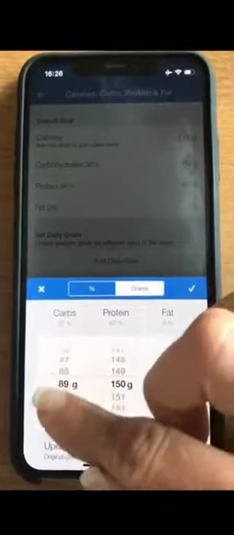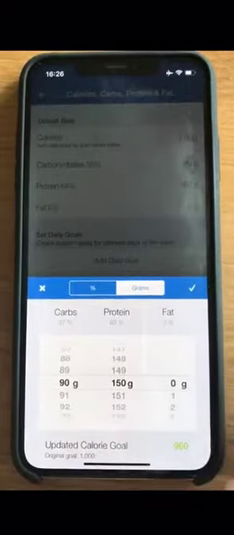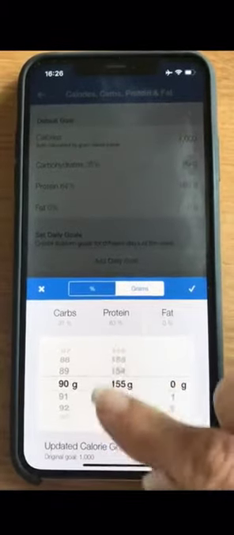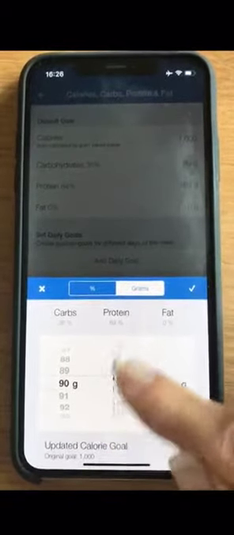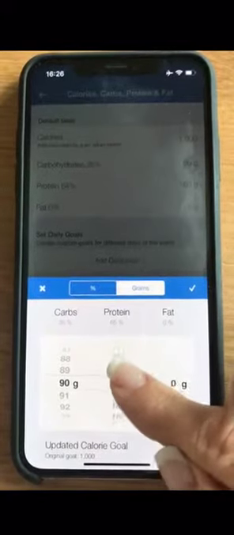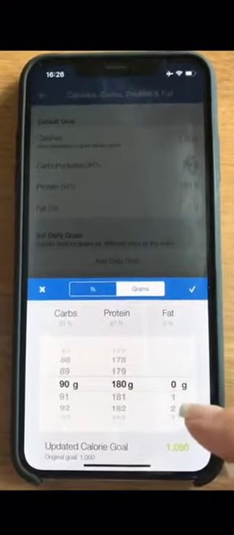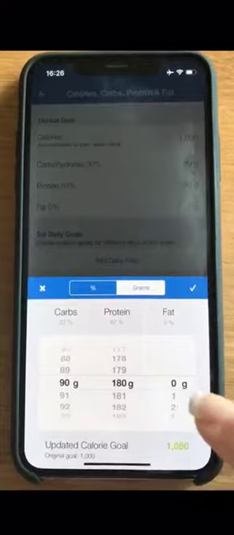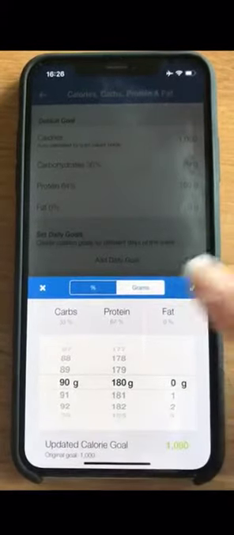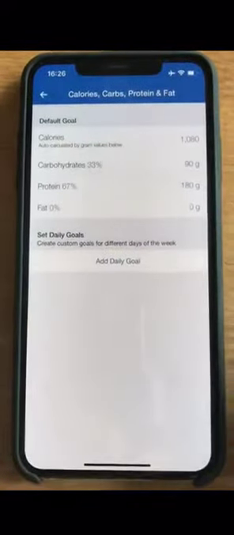So if my carbs were say 90, then I would change it to 90. If my protein was say 180 grams, then I would go to, okay, let's say 180 grams. And fat is obviously going to be 0 because we're not counting fat. So once those are worked out, you click here, and then that updates your daily goal.